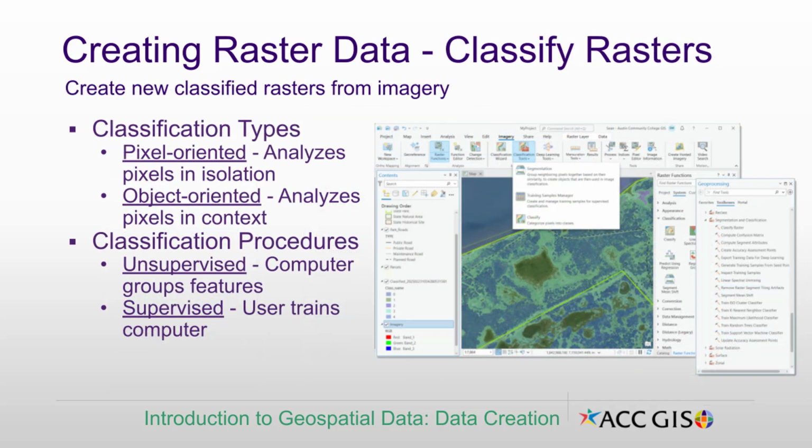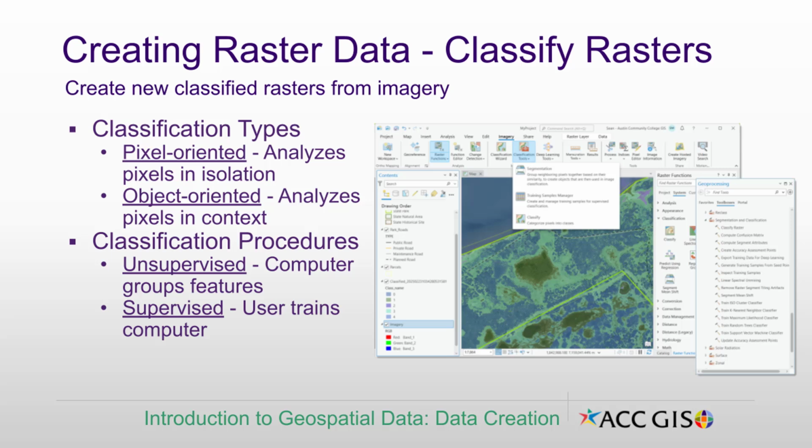Last, we can create new classified rasters from imagery. There are different types of classification and procedures, and there are different combinations of these types and procedures as well. We have a whole class called Introduction to Raster-Based GIS, where we spend a good part of the semester working with different classification types and procedures. But I'll just give you the general overview.